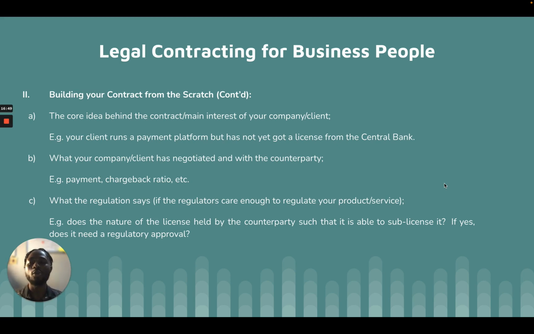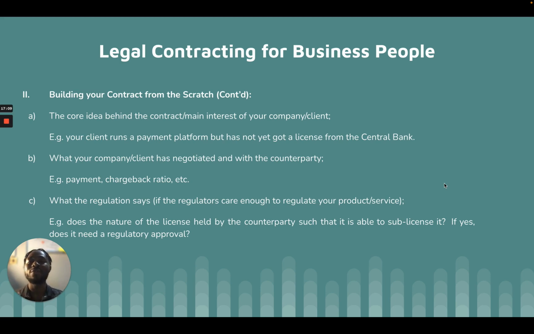So, for example, your client runs a payment platform but has not yet got a license from the CBN. So you are thinking, if you're not licensed by the CBN, can you even run a fintech business? Maybe, but that then forms your consideration.